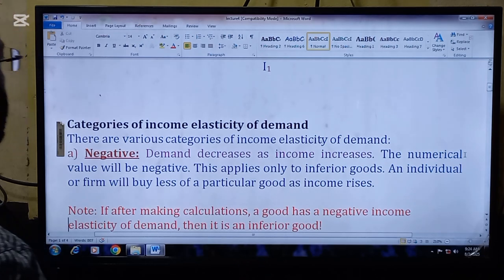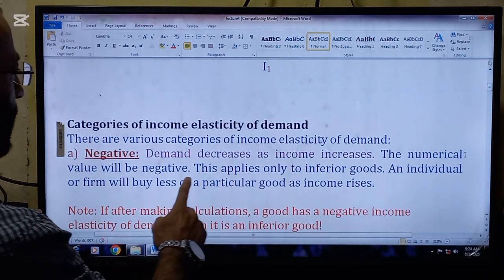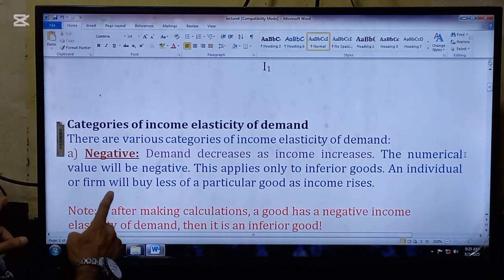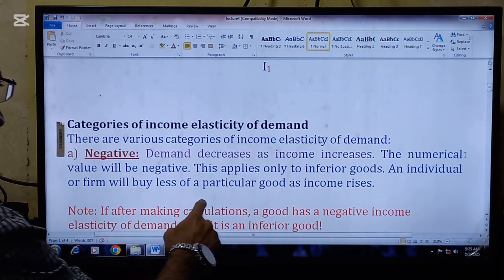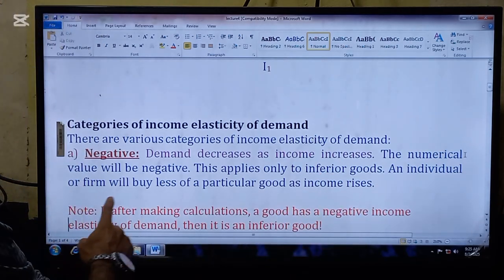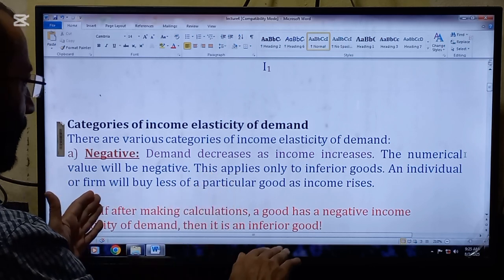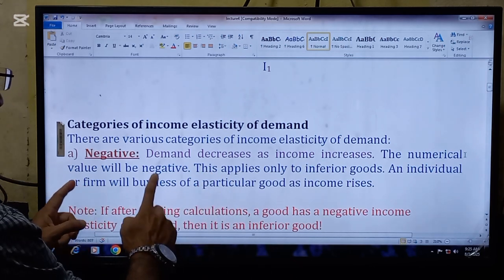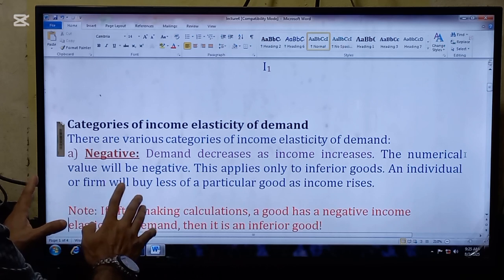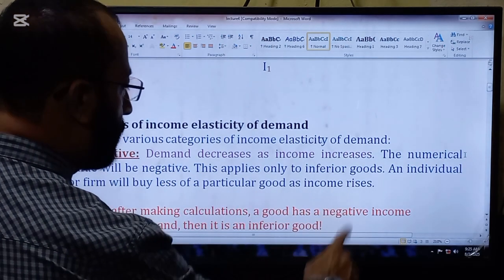Here we are going to read the categories of the income elasticity of demand. There are various categories. Number one is negative. Demand decreases as income increases. The numerical value will be negative. So when we put the values into the formula, the final answer will be negative. That shows that the income elasticity of demand is negative. This applies only to the inferior goods.